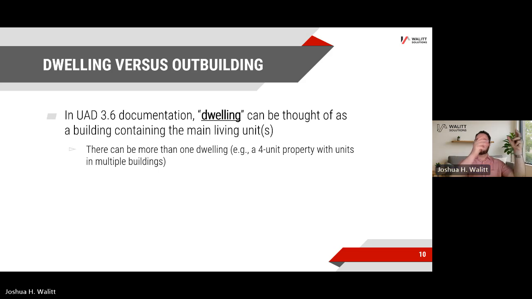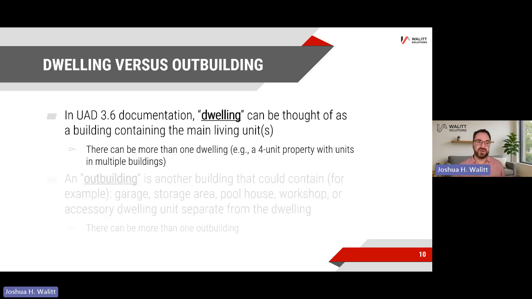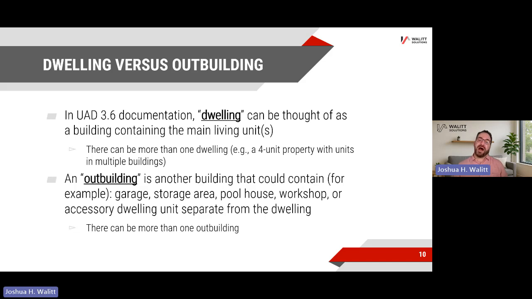Maybe one building has 2 units, the next building has 1 unit, the next building has another unit. So just keep in mind, dwelling is for the main living units or unit, and it's referring to the building. If you have 2 buildings, you have 2 dwellings on that property if they're containing main units.